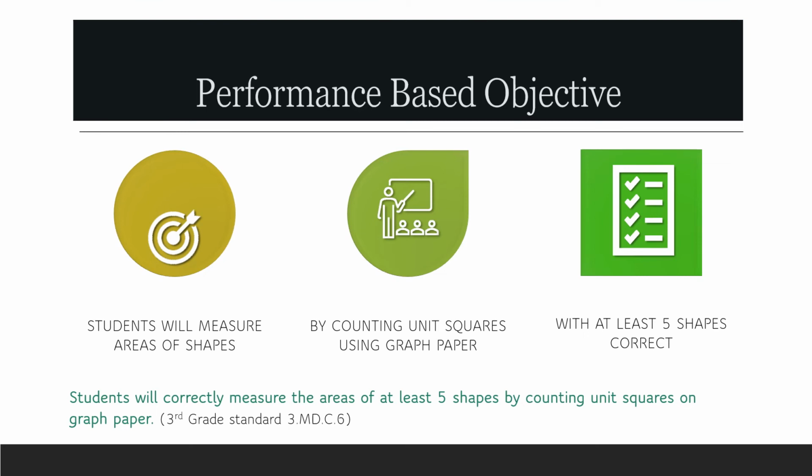And the way that they're going to do that, they don't tell us this in the standard. Again, some of the standards are very clear on the conditions under which the behavior occurs. Others are not. So I've decided that I'm going to use graph paper. They're going to count unit squares using graph paper. In other words, they'll trace a square, a rectangle, a triangle. Again, the more able students might go with a triangle or some shapes that are not as easy to count. And my expectation is that they will get at least 5 shapes correct. So here's my objective: students will correctly measure the areas of at least 5 shapes by counting unit squares on graph paper.